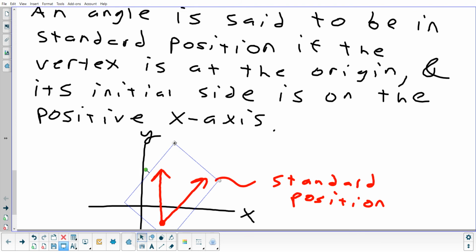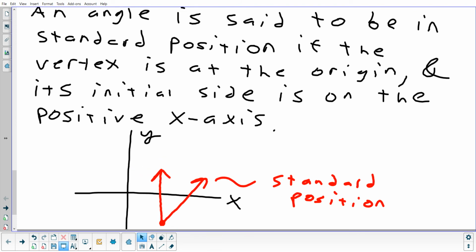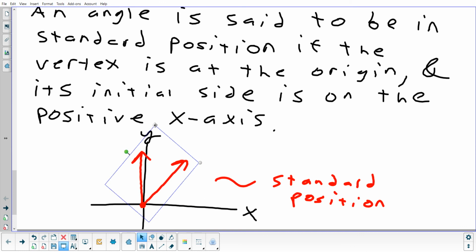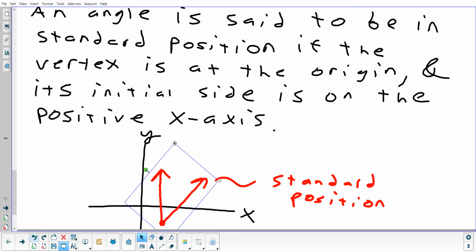Now what if I did something like this? Just did that, put that there. Okay, is that standard position? You think, Jason? It is not. No, what's wrong with it now? The initial side is not on the x-axis. Yeah, initial side is not on the x-axis. Vertex is at the origin, but the initial side is not at the x-axis. So when we draw an angle in standard position, that is what it looks like. Any questions on that?